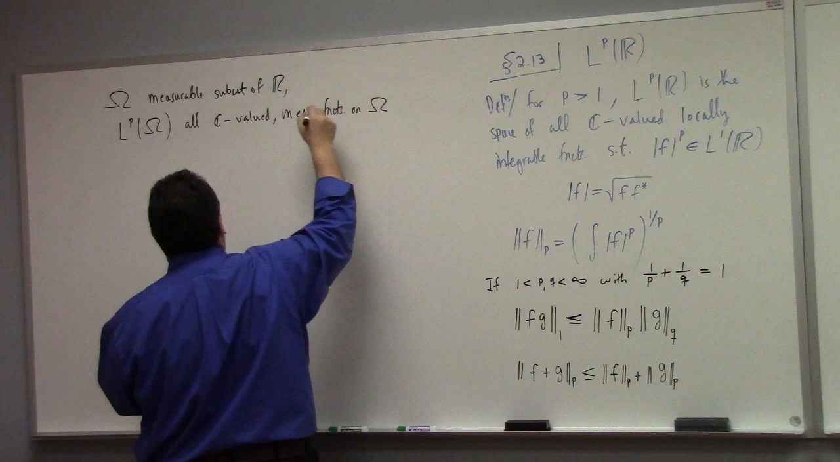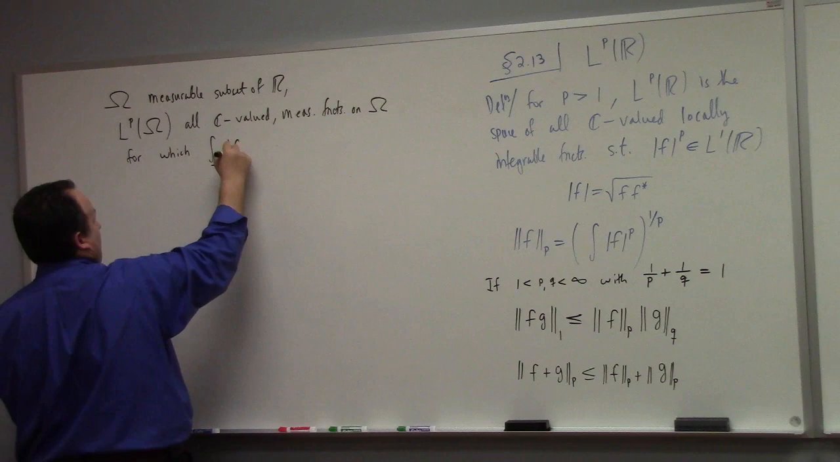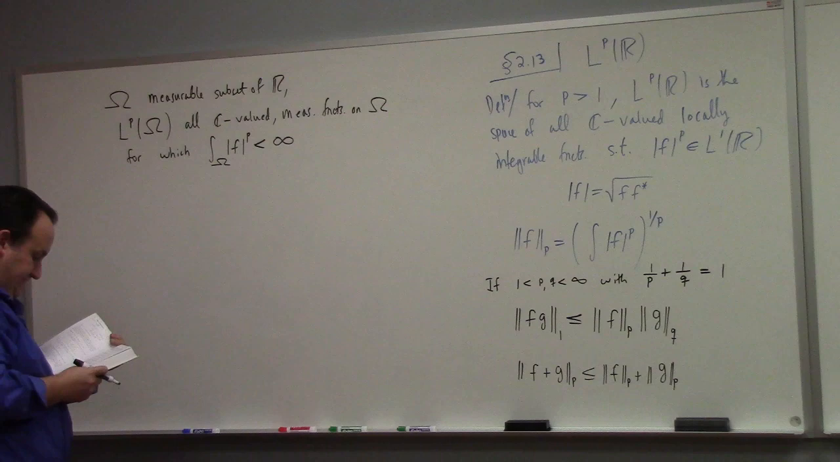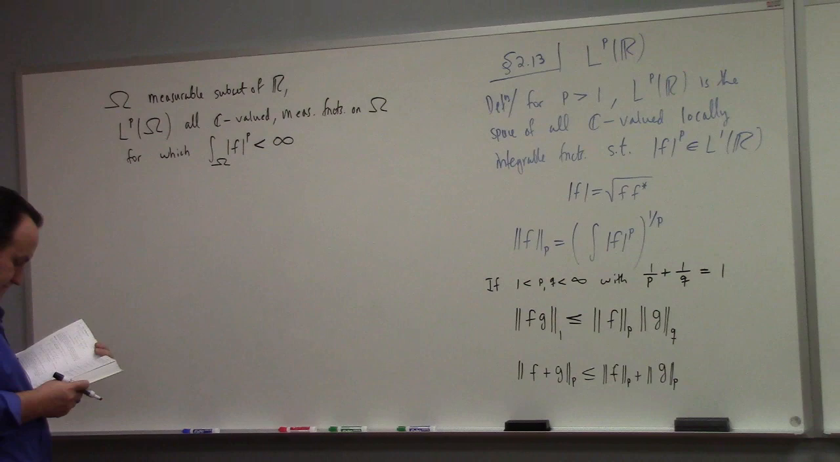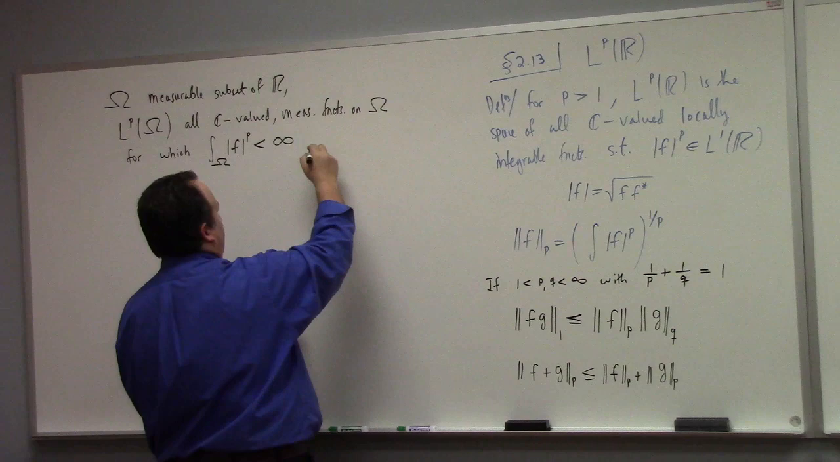For which what? The integral over omega of the absolute value of f to the p power is less than infinity. And how do you define the norm in this thing? Yeah, I mean, it's essentially the same thing we just wrote over there, but what's the difference?